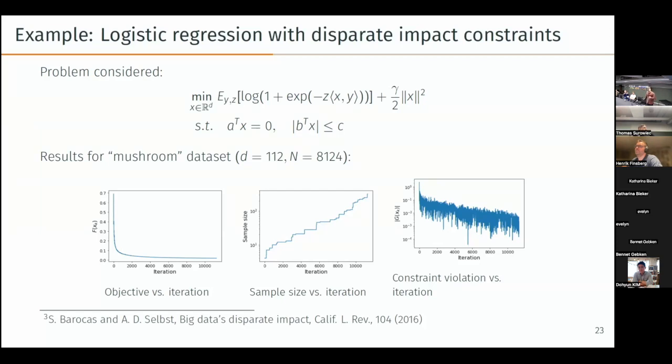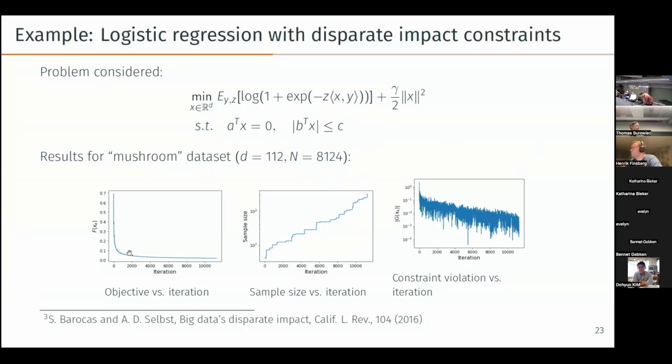Now, there's a recent paper that came out that you can control for this type of bias by introducing equality and inequality constraints. So what we have done is studied a logistic regression problem with this type of constraints. They're somewhat random vectors just to verify the algorithm. And we're using a data set that has nothing to do with banking decisions. It has something to do with mushrooms. But it lets us verify the algorithm.